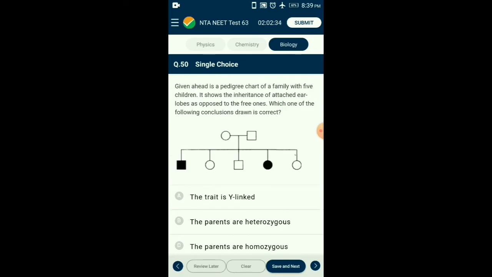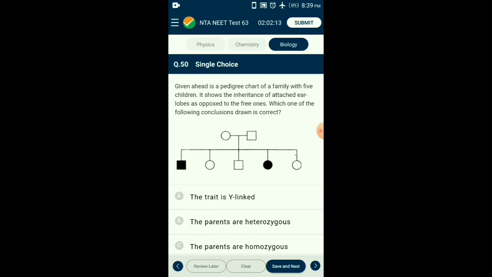Question number 50. Given Heidi's pedigree chart of a family with 5 children, it shows the inheritance of attached earlobes as opposed to the free ones. Which one of the following conclusions drawn is correct?